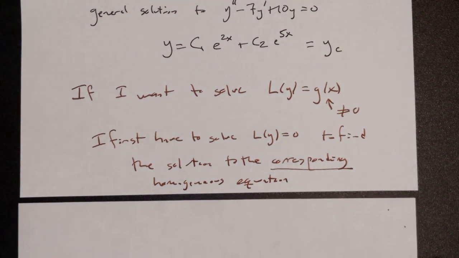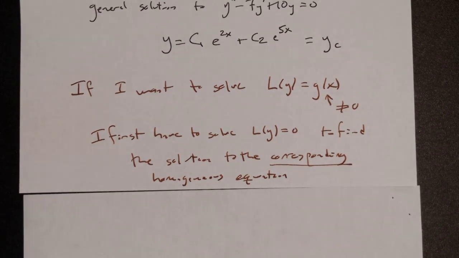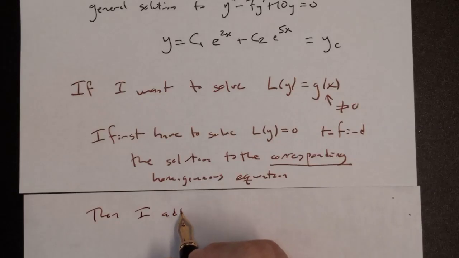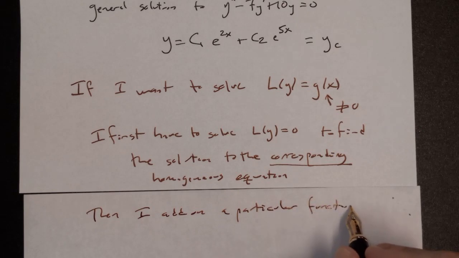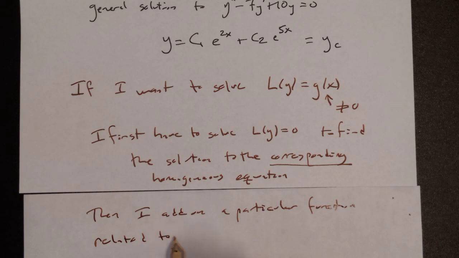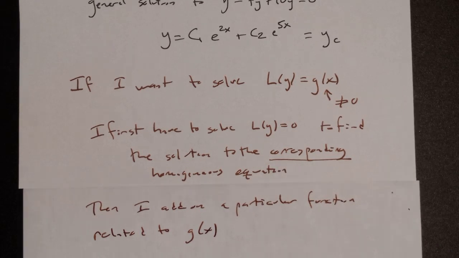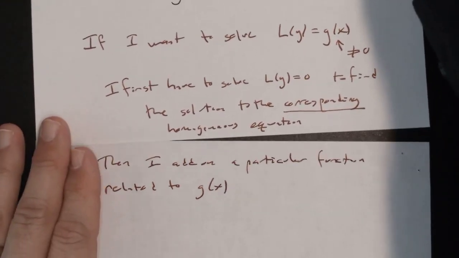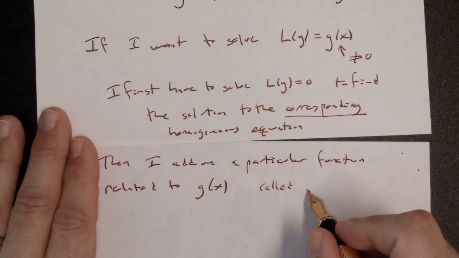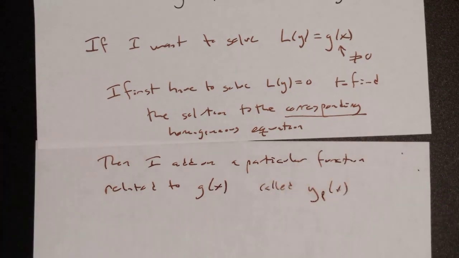Oh, okay, wait a second. That's why we call it YC. It's the solution to the corresponding homogeneous part. Then I add on a particular function related to g of x. Again, finding this one is going to be the extra bit. So we'll call that YP for particular.